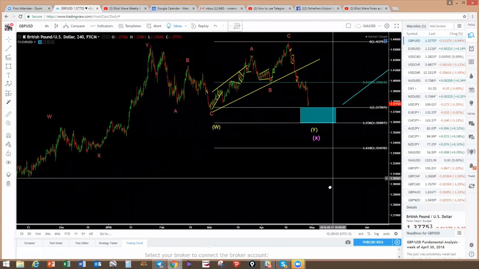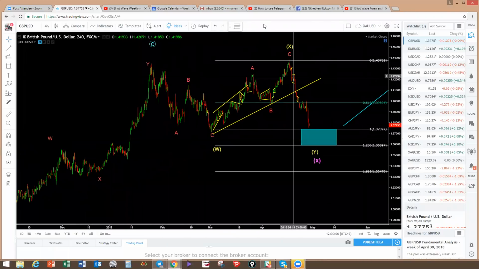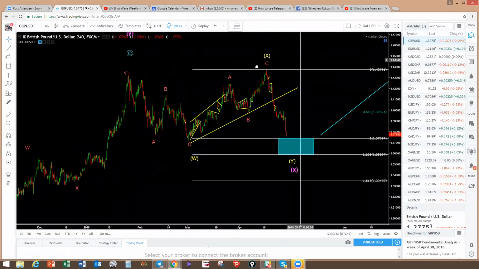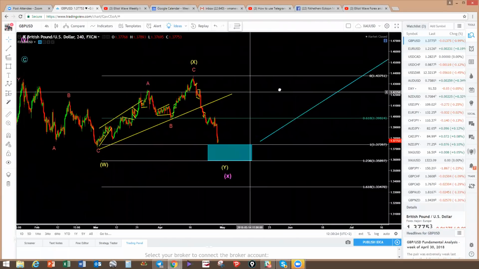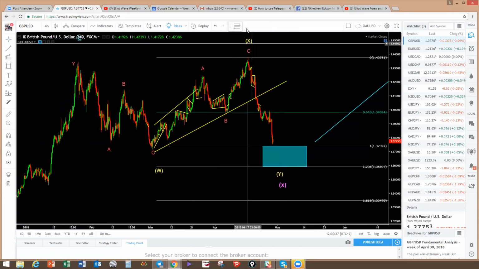Okay, you can see there's another blue box there. I'm expecting this to bounce in here before we get another move to the upside. So that X that I had in yellow is this one actually. So we're expecting a bounce in this area. Okay, but we do not buy it blindly just because it's the blue box. We need to wait for confirmation. We wait for confirmation according to our strategy.